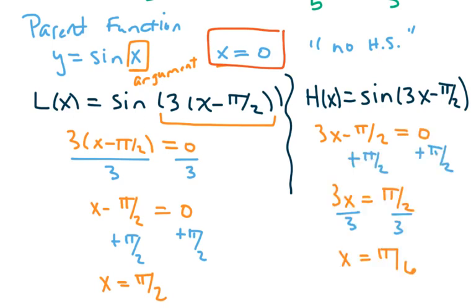When I do the same thing with Hardy's equation, taking the sine of 3x minus pi over 2, I take the argument and set it equal to 0, 0 just meaning no shift. Then I solve for x, and I see that there was a shift to the right of pi over 6. So really, picking the right equation comes down to knowing your order of operations. Order of operations does affect transformations, and we're going to have to keep that in mind as we continue writing equations to represent transformed sine and cosine functions.